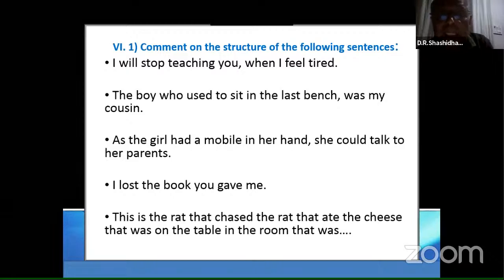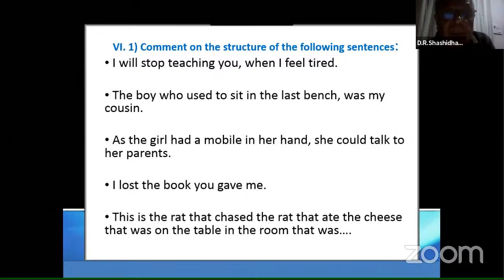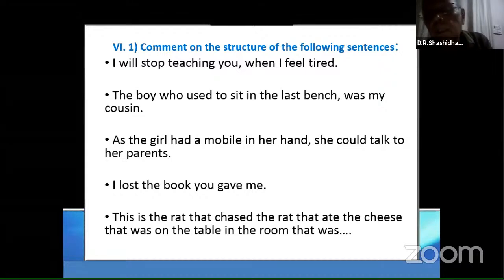Okay, so here the structure is slightly different. You know, we call it A plus B and B plus A. A means alpha clause, which is independent. B clause is the subordinate clause. Alpha and beta clauses together form a complex sentence. So in this, the beta clause comes in the initial position, as the girl had a mobile in her hand, and the alpha clause becomes the second part of it. She could talk to her parents. Once again, this is a complex sentence.